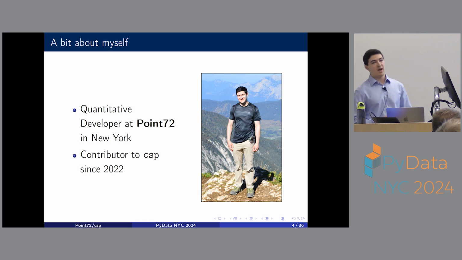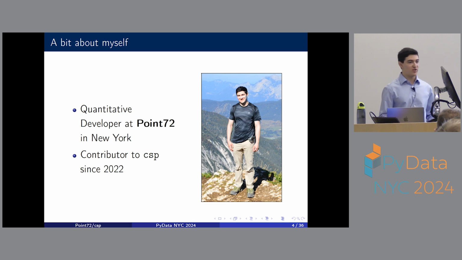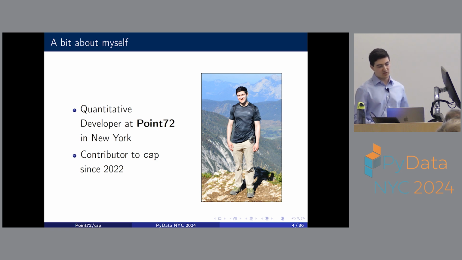So a bit about myself. I'm currently a quantitative developer at Point 72, which is a hedge fund here in New York. We work very closely with Cubist Systematic Strategies as well, which is the quantitative investing wing of our company. And together with Cubist, we developed CSP, or the Composable Stream Processing library, in the firm. I've been a contributor to this project since I joined the company back in 2022.